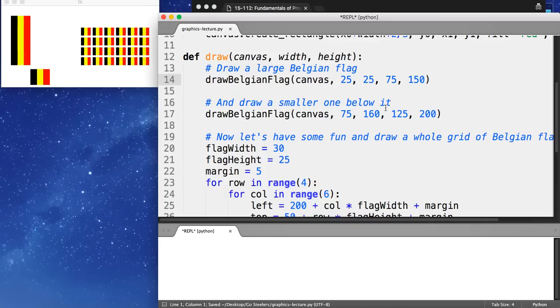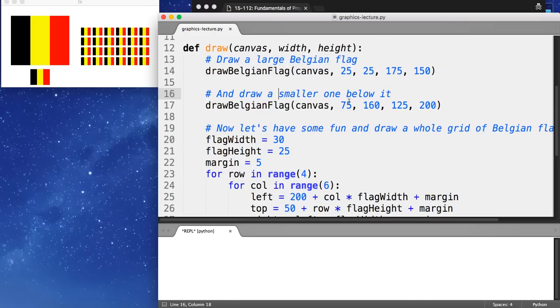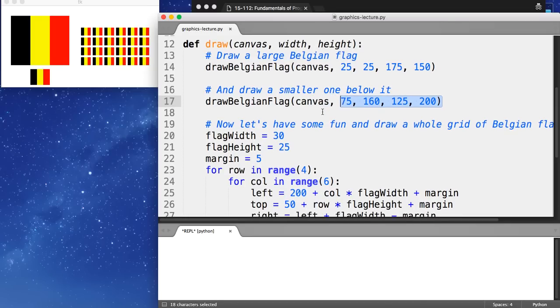And pardon me, that was actually the right. So to shorten up that dimension and have this really vertical, strange Belgian flag. Okay, if I were to undo that change and run it, here we go again. Cool. And draw a smaller one below it. And these, of course, are magic numbers, which are only here for the purposes of the demo.